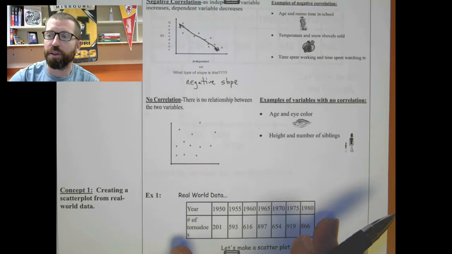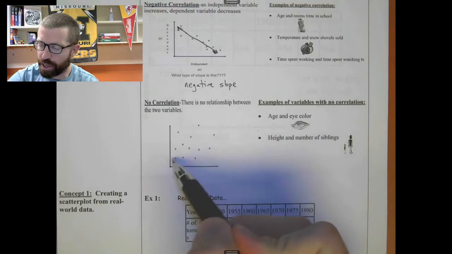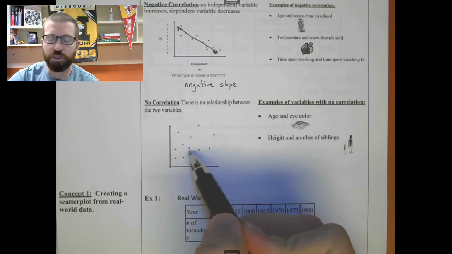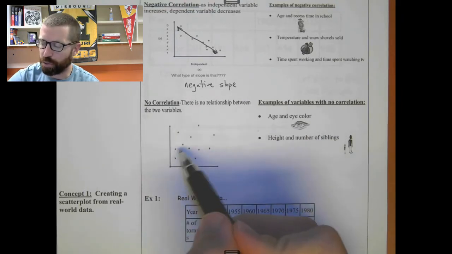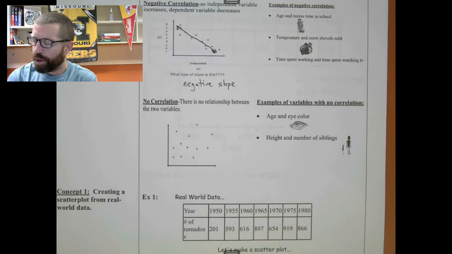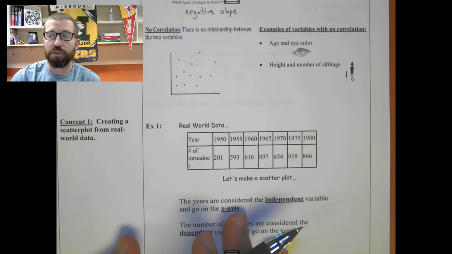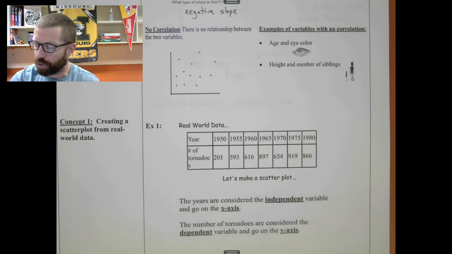However, with a lot of data, there's no correlation. So here, you couldn't draw a line. If you drew here, that doesn't really make sense for the line. If you drew here, it doesn't really make sense. The line would probably be somewhere just almost flat. And that would mean there's no correlation between the two variables. So age and eye color, height and number of siblings. You can think of any kind of random things, and a lot of times there's no correlation. And so those are the types of correlation: positive, negative, or no correlation, the ones we're looking for anyway.